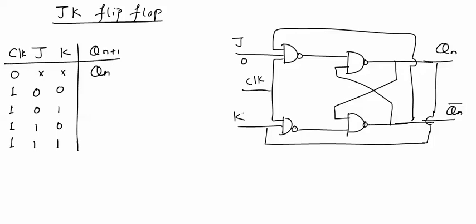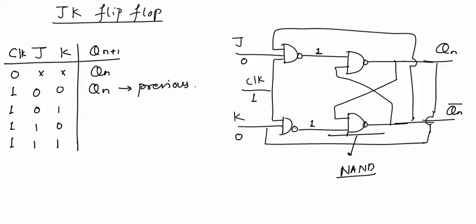Now if J and K are 0, clock is 1, for this NAND gate, one input is 0. We know that in a NAND gate, if any input is 0, output will surely be logic 1. So for these two NAND gates, output will be logic 1. And we know that for a NAND latch, this is again NAND latch, if both the inputs are at logic 1, output will be in previous state. So output will be again Qn. This will be in previous state.